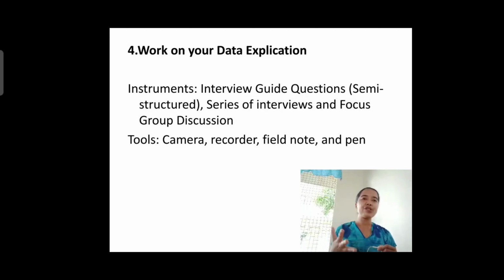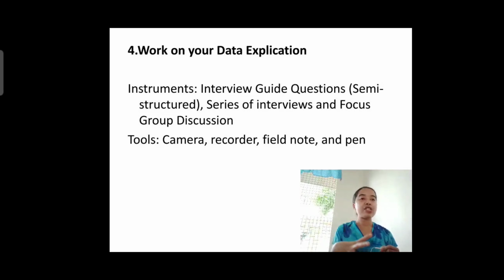The research instruments that I used were a series of interviews and focus group discussion. The difference between an interview and focus group discussion: for the interview, I need to do it one-on-one. While for the focus group discussion, I have to gather all my conversation partners in one place and interview them.